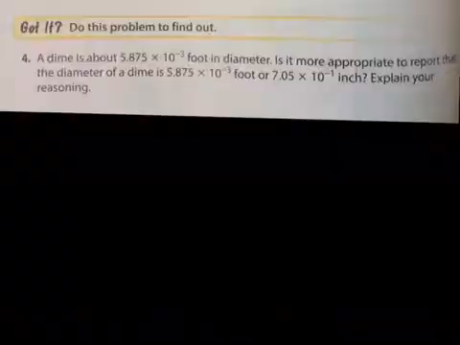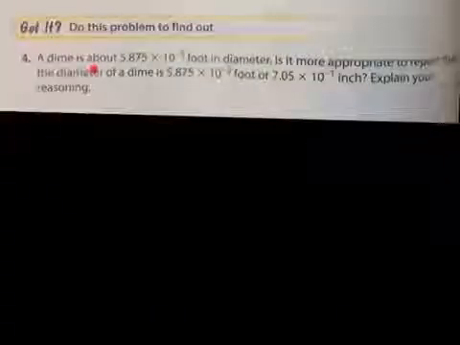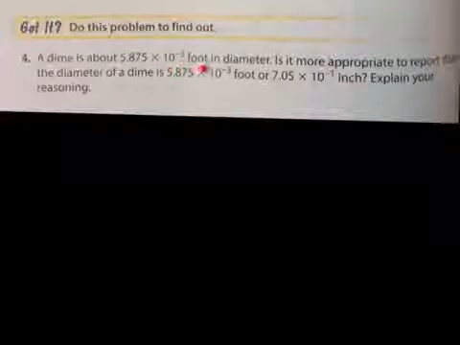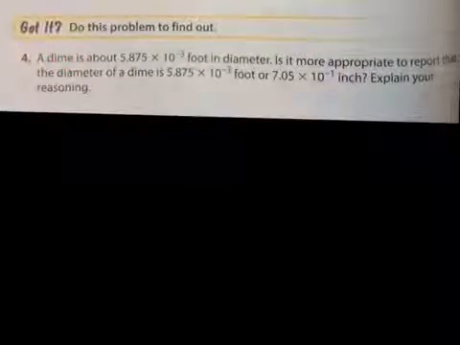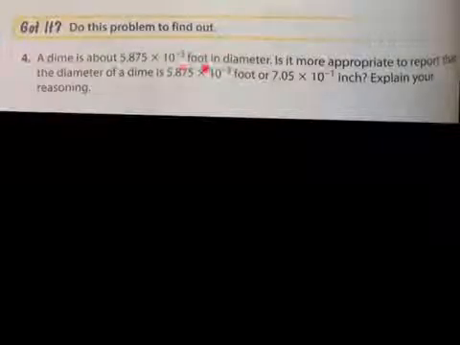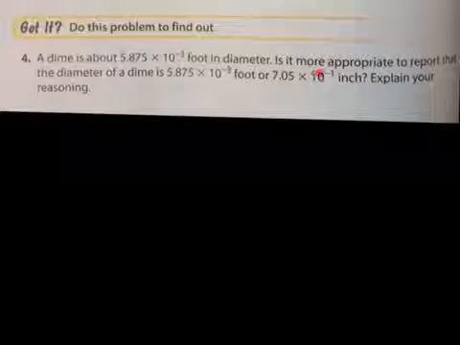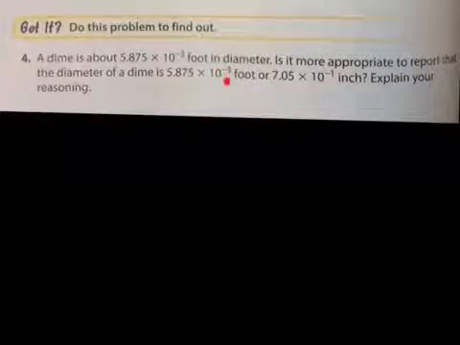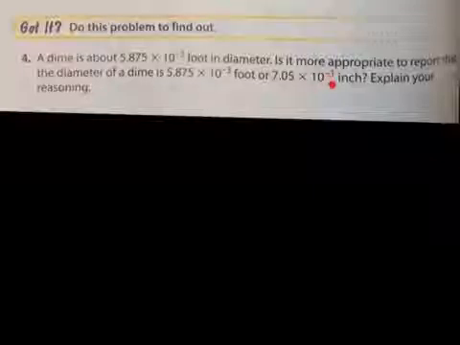Let's look at number 4. A dime is about 5.875 times 10 to the power of -3 foot in diameter. Okay. Again, why are we measuring a dime, which is a tiny coin, a very small coin, in feet? Why are we doing that? A foot is too large of a measurement. Is it more appropriate to report that the diameter of a dime is 5.875 times 10 to the -3rd power foot, or is it 7.05 times 10 to the -1 inch?